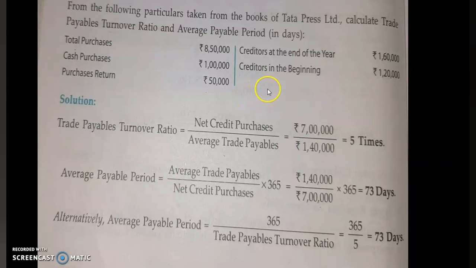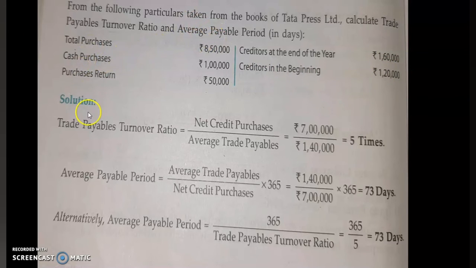Now let us move to one problem. From the following particulars taken from the books of Tata Press Limited, calculate trade payables turnover ratio and average payable period in days. The items given to you are total purchases 8,50,000, cash purchases 1 lakh, purchase return 50,000. Creditors at the end of the year 1,60,000. Creditors in the beginning 1,20,000. So this is your question.